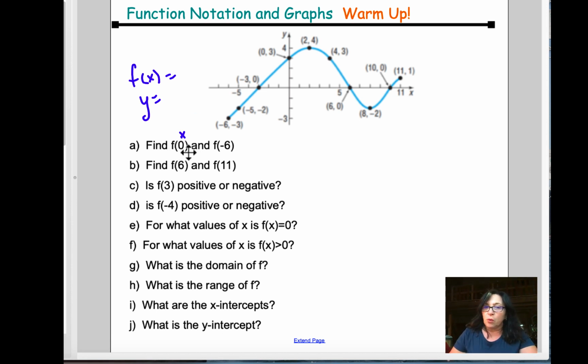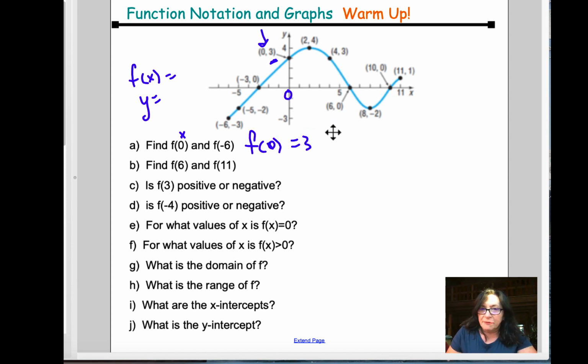So this is saying, well, what's f of 0? So we're looking for f of 0. Now we know that 0 is right here. So when we're trying to find f of 0, that's right here. When x is 0, then y is going to be 3. So you would say f of 0 is equal to 3.